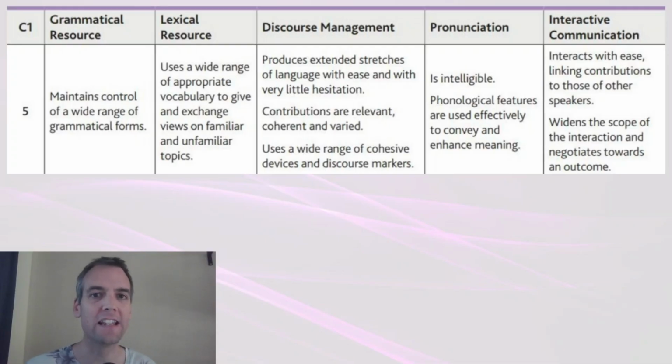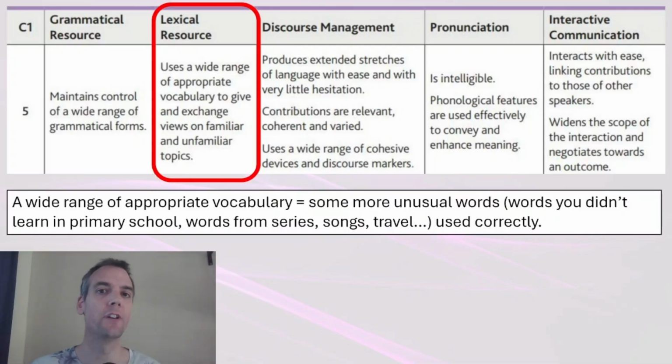Today we are looking at boosting your vocab for the B2 or C1 speaking exam. You are expected to have a wide range of appropriate vocabulary. What does that mean? What's a wide range of vocab? My understanding is you need some more unusual words that you didn't learn at primary school, words that you didn't learn in the B1 textbook, words that maybe you learned from series or from songs, natural, slightly more unusual words.